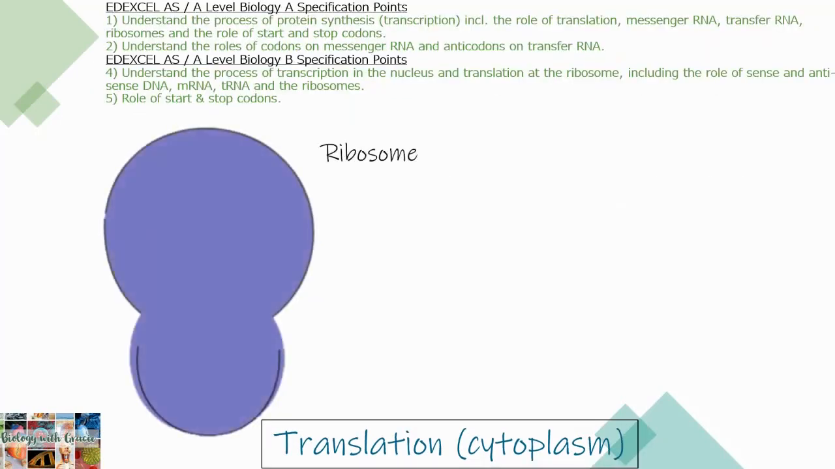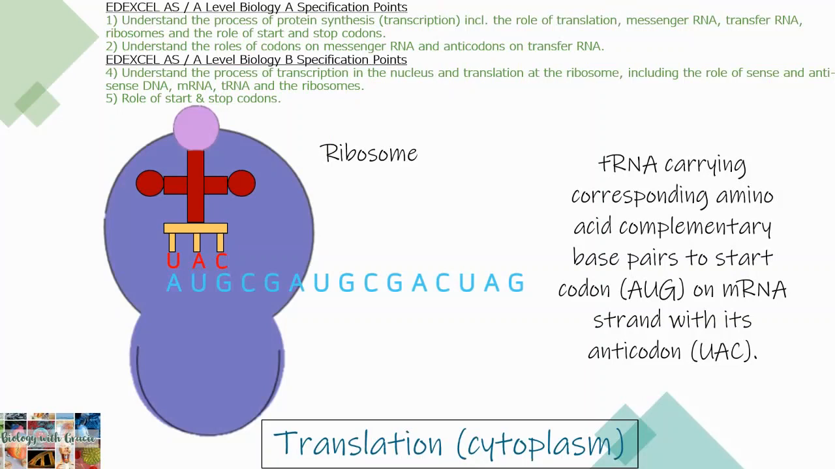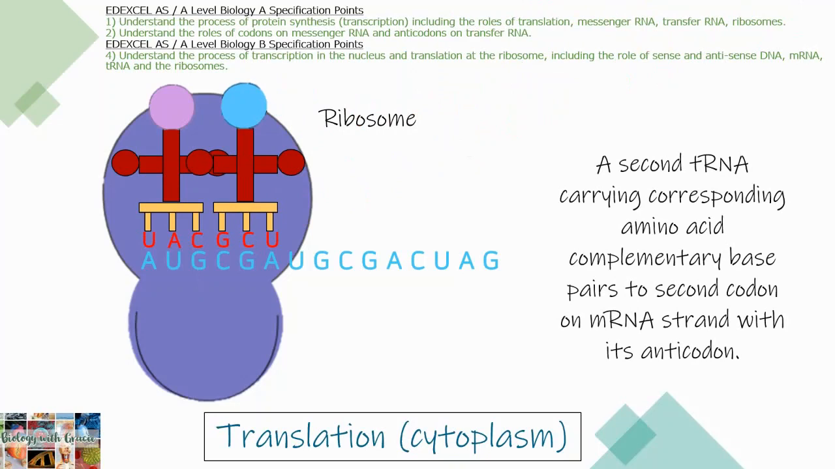So here we have our ribosome, and our mRNA strand has attached, and then tRNA carrying the corresponding amino acid complementary base pairs to mRNA's start codon, and this is AUG, and it complementary base pairs with its anticodon, which is UAC. And then a second tRNA molecule carrying a corresponding amino acid complementary base pairs to mRNA's second codon with its anticodon. So these amino acids are actually coded for by the mRNA strand, as obviously the mRNA strand is a copy of the original DNA code in the gene.